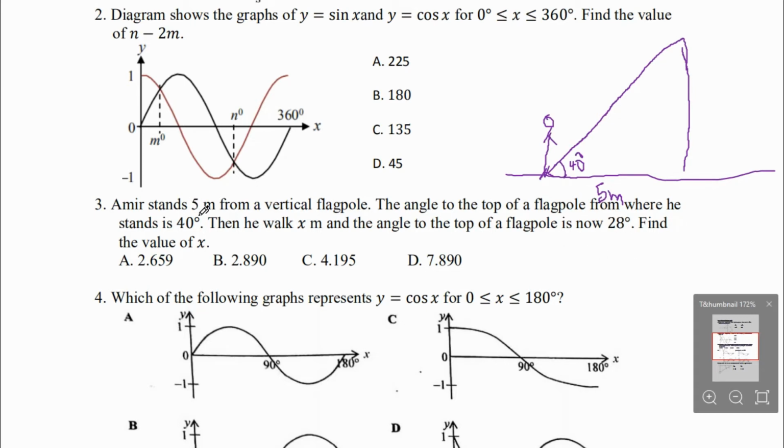Okay, so we notice that the angle is getting smaller, is decreasing. That means Amir is walking away from the flagpole. He is not walking towards the flagpole. If he is walking towards the flagpole, the angle will become bigger. So he is not walking towards the flagpole. Amir walks away from the flagpole. So let's say he walks to here, and the angle will become smaller. This is 28 degree. Okay, this is x meter. Find the value of x.